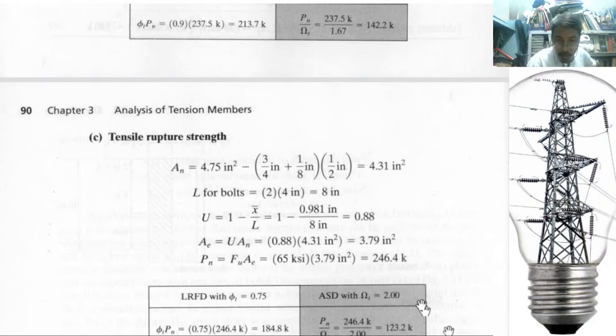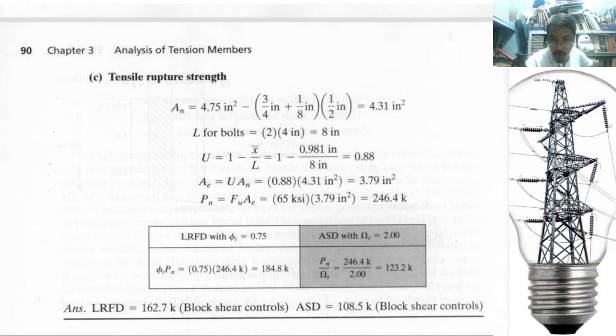For the rupture, we need to find out the net area. The net area is the gross area, the same way we computed the rupture previously. I will not explain this anymore. The same procedure, the same technique here, and then we have 0.75 for LRFD, while for ASD we have 2. Using those factors, we find that we have 1.84.